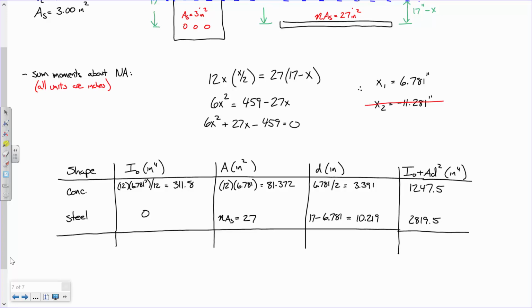AD squared. So if I sum all these up, what do I get? The I plus AD squared, right here. 4067.1. Is there a second on that? I propose then that the moment of inertia, and I'm going to call this a transformed moment of inertia, is 4067, we'll just keep it that way, inches to the fourth.